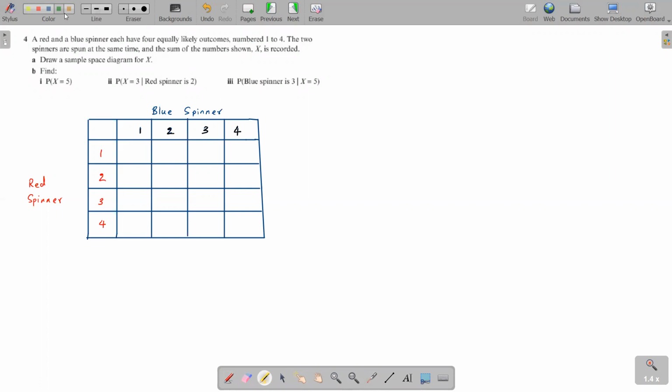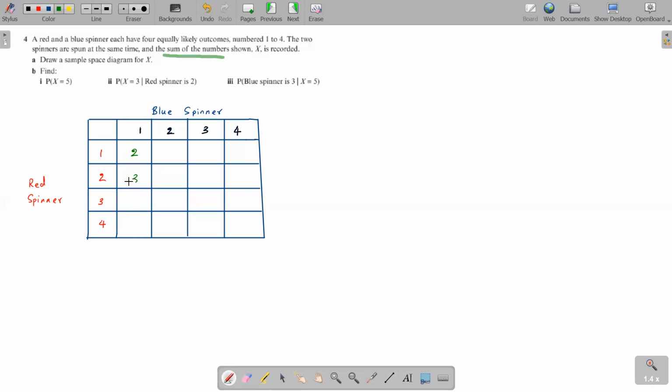So always read the question because it might be different. Question to question, they might say it's the sum, the product, the difference, twice. They will say different rules, so read the question and make the table according to the rule that they give you. Here the rule is to sum the numbers. So when the blue spinner gives 1 and the red spinner gives 1, the sum is 2.